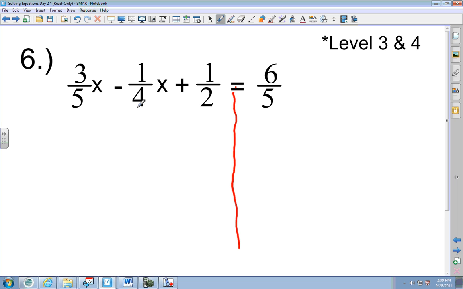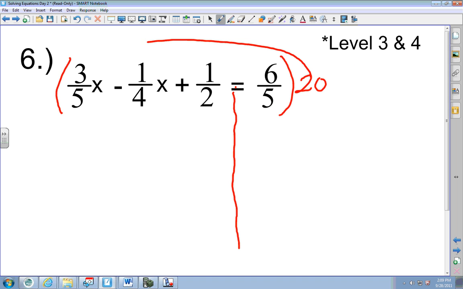Okay, I'm looking at all these denominators. The easiest thing, there's many ways you can do this. The easiest way I would go through and do it, I was looking to see what 5, 4, 2, and 5 all go into. They all go into 20. So I'm going to multiply everything by 20.